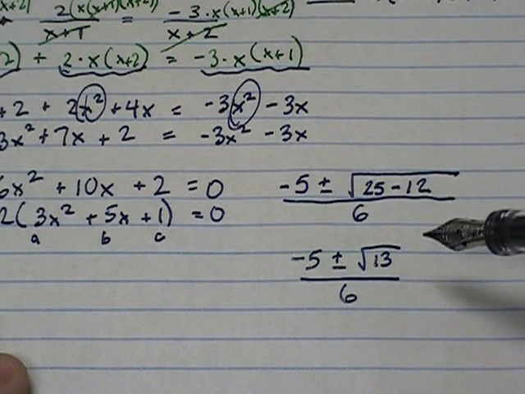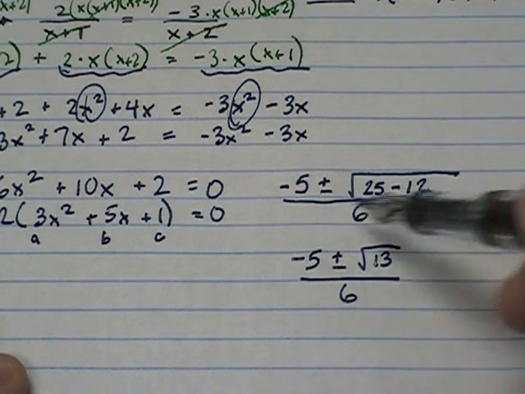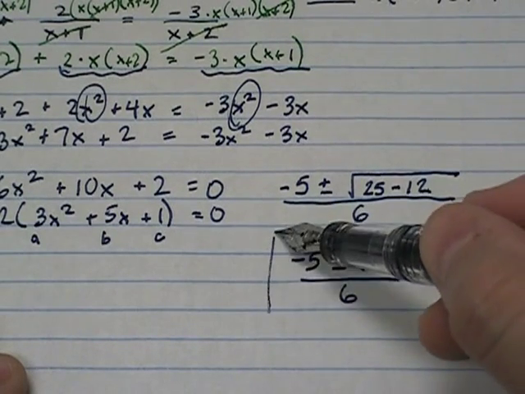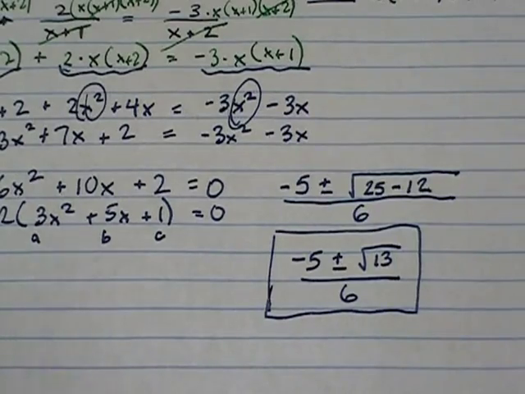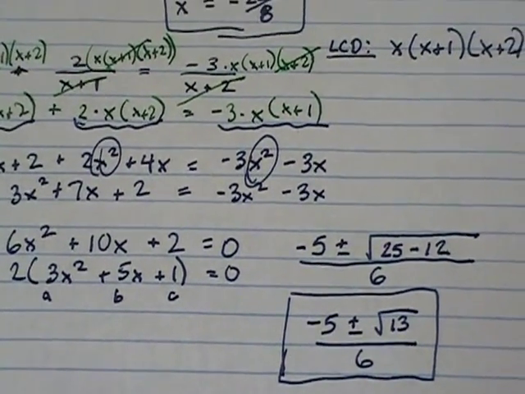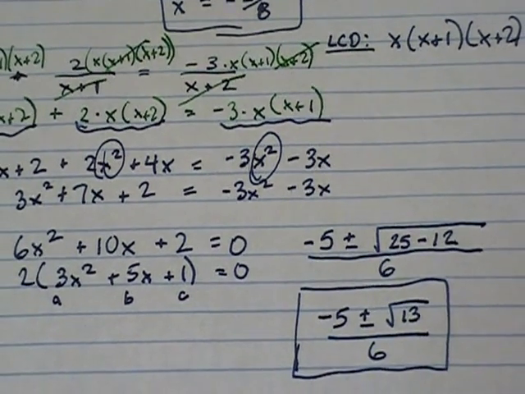And since 13 is a prime number, there's no way to reduce this radical. So there's nothing else I can do. And so here are my two solutions. I have two solutions to this. And what we should do in this particular instance is plug these solutions in and see if they work.